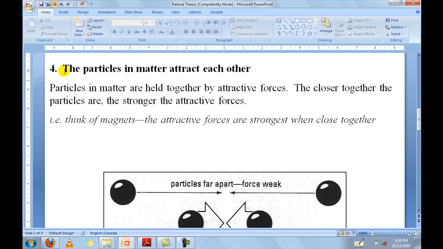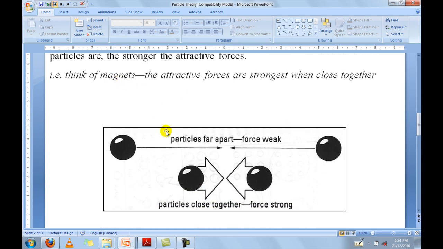The fourth postulate states that the particles in matter attract each other. This is pretty important now. Particles in matter are held together by attractive forces. The closer together the particles are, the stronger the attractive forces. I like to think of this as magnets, where if you put two magnets very close together, you get a strong attraction force. On the other hand, if you have two magnets that are far away from each other, the force of attraction between them is very, very weak. So once again, the further apart the particles, the weaker the force. The closer, the stronger the force.